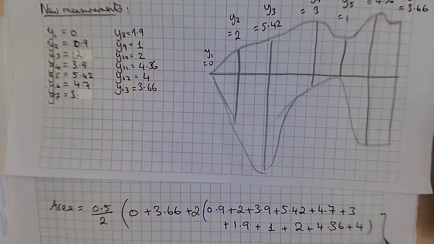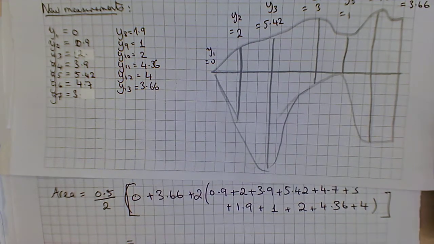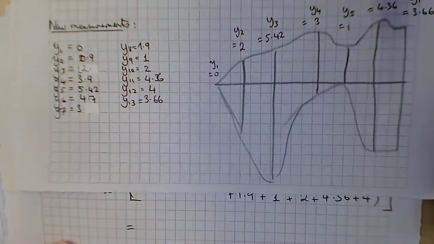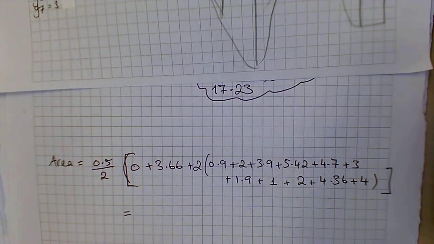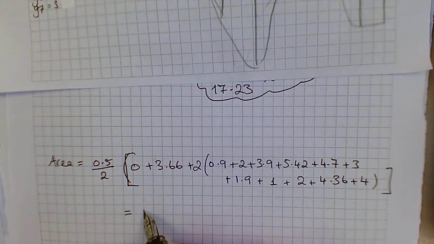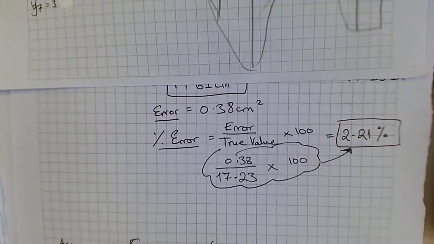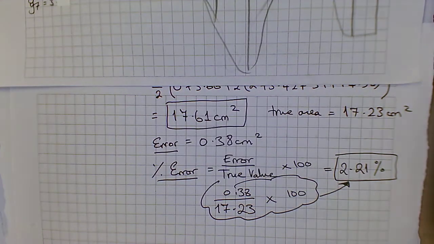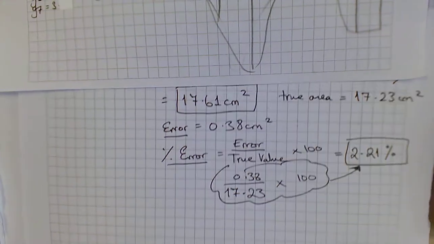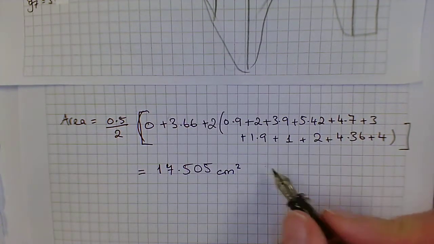So again, it's fine to just put this into your calculator in one go, but do it twice to make sure that you don't have an error in your calculation or in what you've typed into the calculator. And this should come out as approximately 17.505 centimetres squared. And that's a little bit closer to the true value. So we're coming closer and closer to the 17.23 as you take smaller and smaller increments. So it's getting closer to the true value.